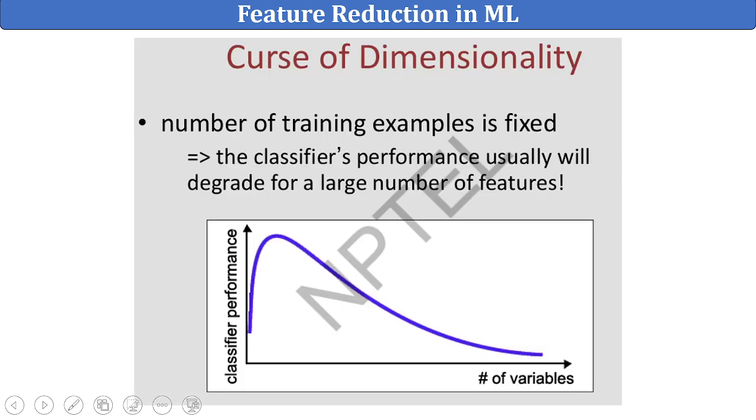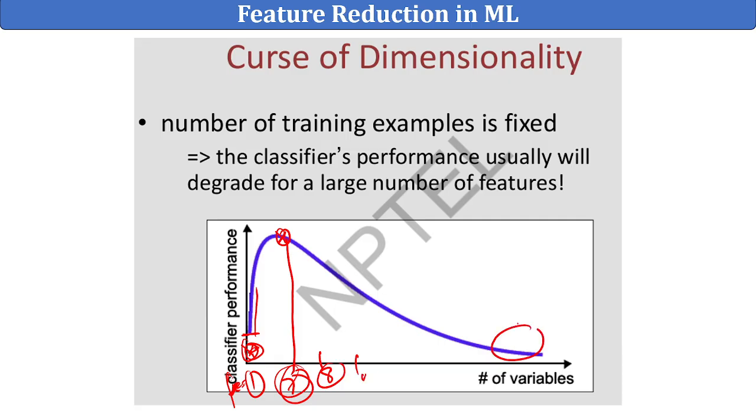So what will happen to classification performance? When the number of variables was low, the performance was low. It increased and peaked here. Let's say k equals 1, with one variable, and here it peaks at 7. But after 7, 8, 9, 10, the classification performance decreased. That's why we should not go for too many features.